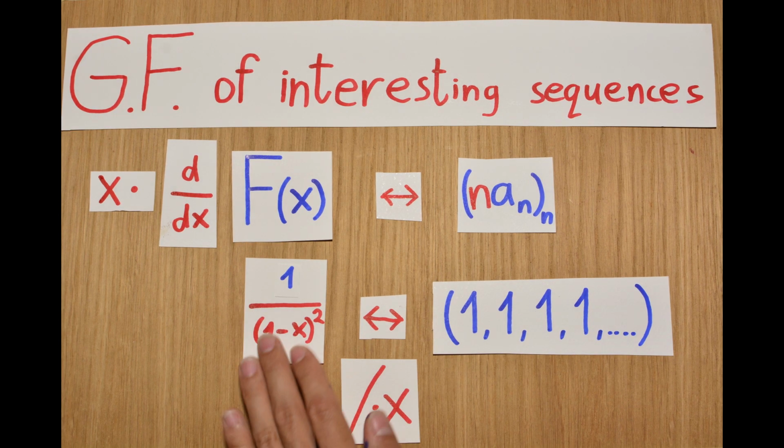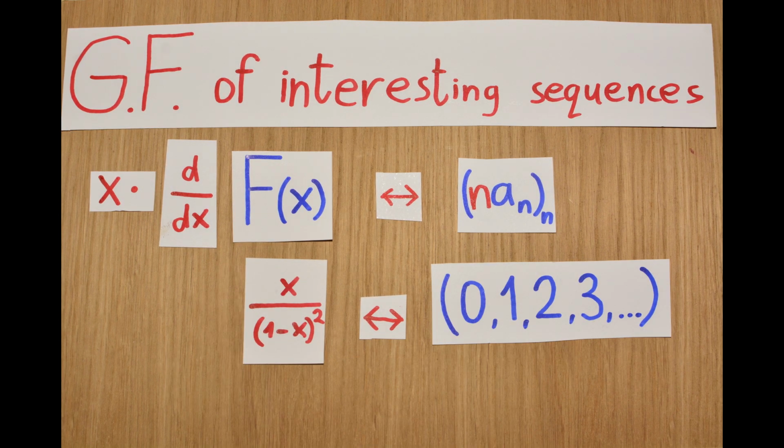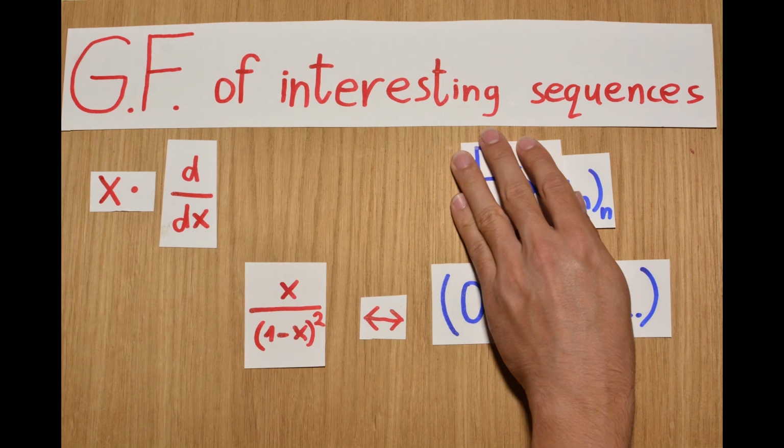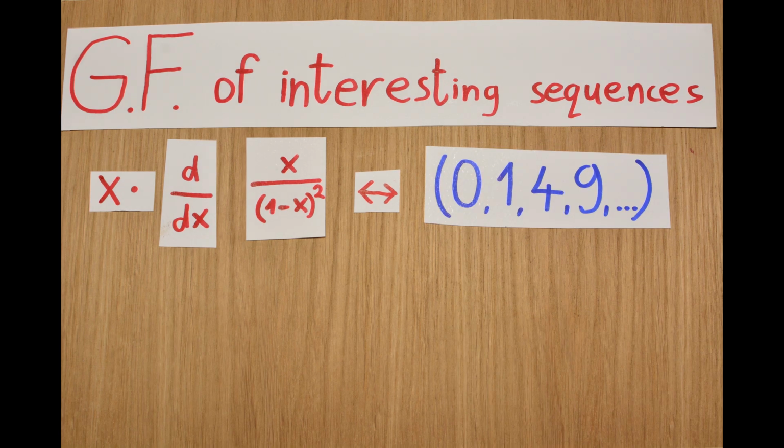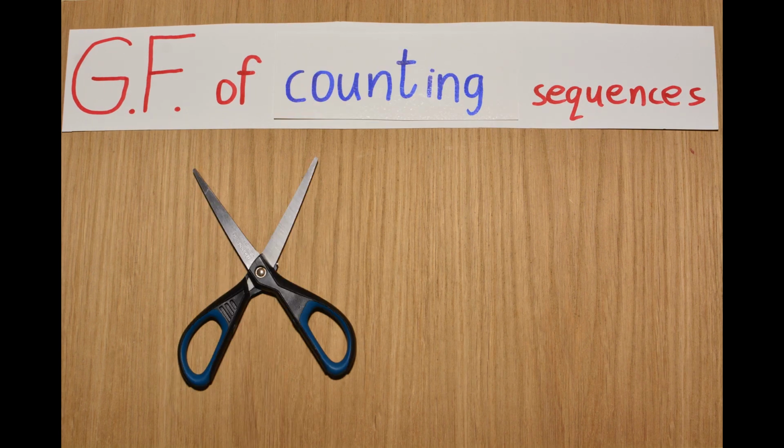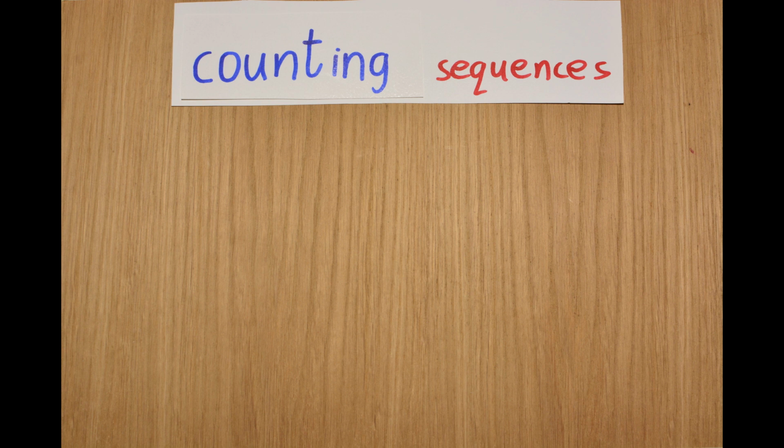So, in this way, we can get the generating function of the sequence 0, 1, 2, 3, and so on. And if we repeat, we get the generating function for the square numbers. But the particularly interesting sequences that generating functions are used for are counting sequences. These are just sequences of numbers which count how many of a certain object there exists of a given size.